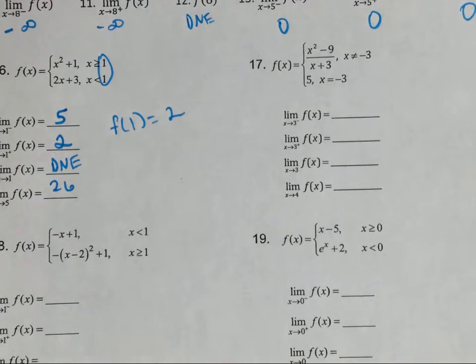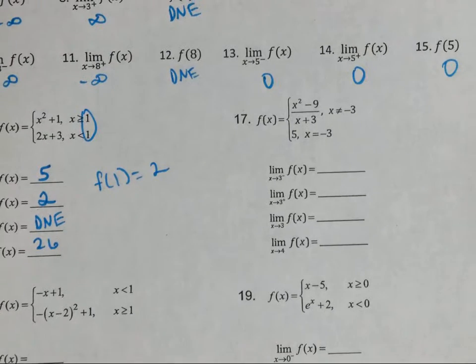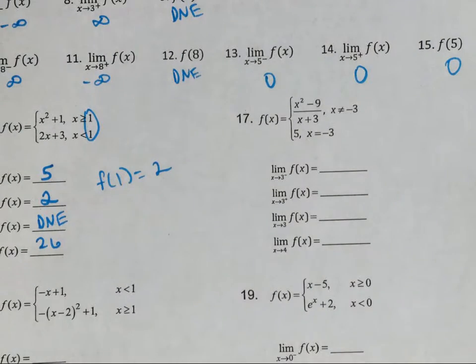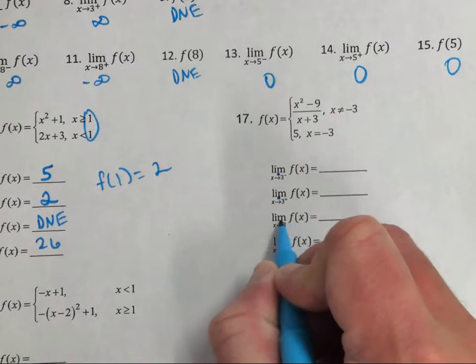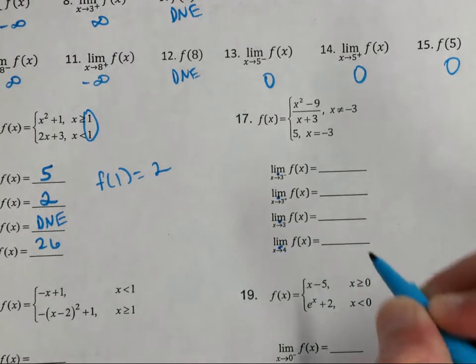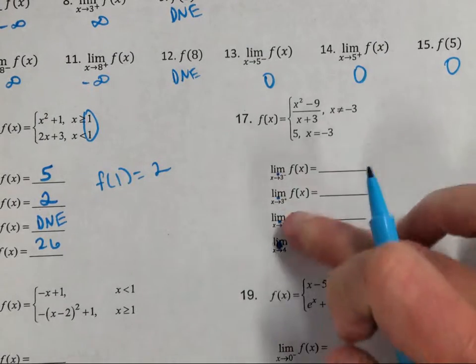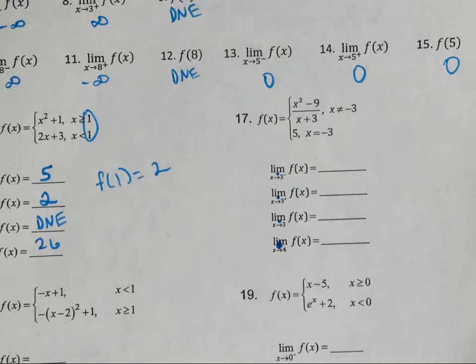Alright, let's look at number 17. Let's look at what we got going on here. We got this part of the function for every number that's not equal to negative 3. The only time you use this is if x equals negative 3. Okay? Oh, by the way, this is supposed to be little x approaches negative 3 down here. Not, oh, I'm sorry, not on that last one. Just these first three are supposed to be negative 3, negative 3, negative 3.